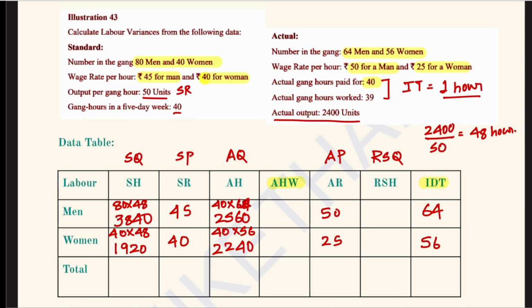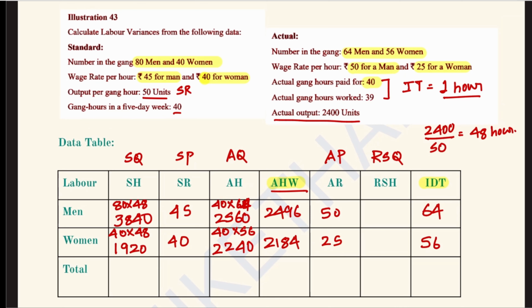Actual hours worked. Now I have to calculate this. This is nothing but AH minus idle time. So 2560 minus 64, I will get 2496. And 2240 minus 56 is 2184.